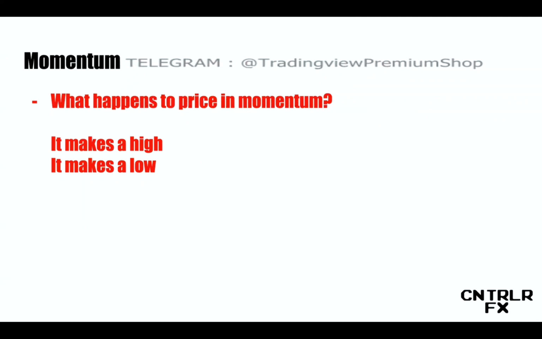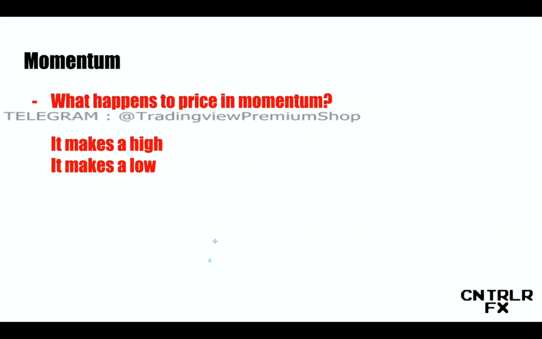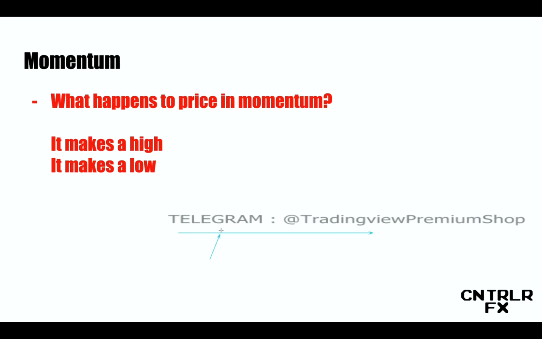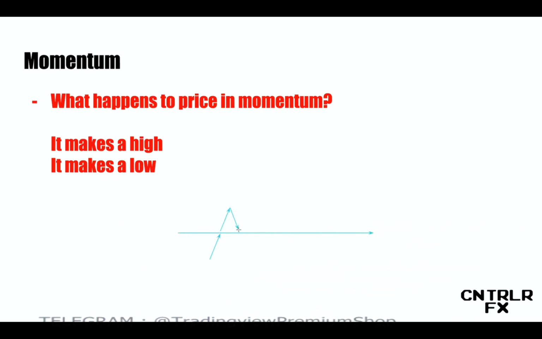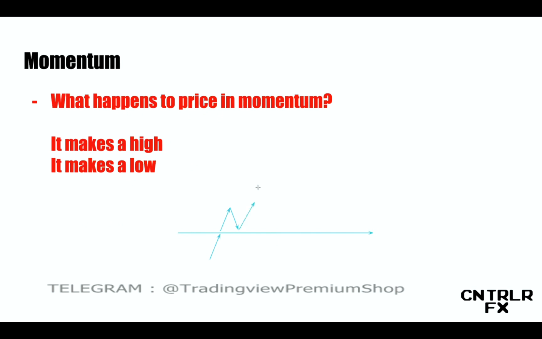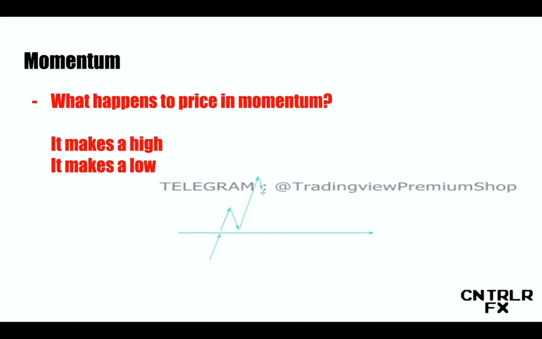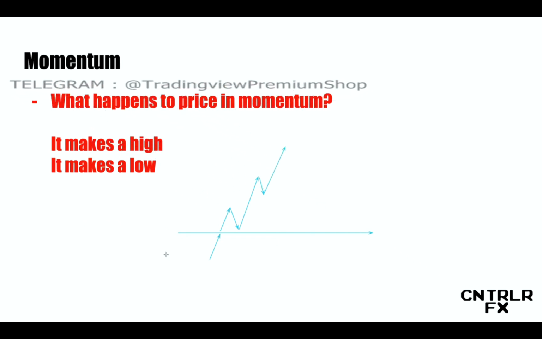So let's say price makes a high. Let's say it's reaching a resistance. If price has enough momentum, it will make another high and retest that resistance. Now it's making another high. So after a retest, it's going to continue the momentum, and so on. It just keeps retesting and continuing. So that's what happens when price makes a high.